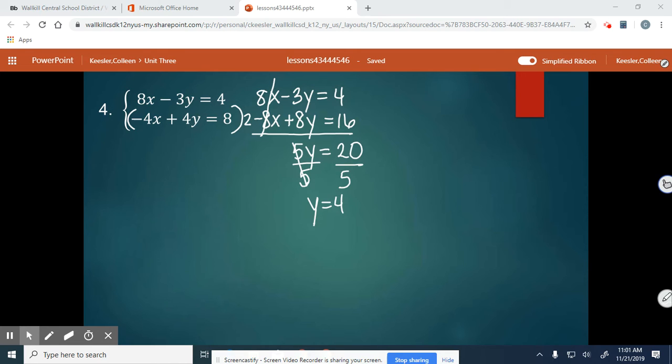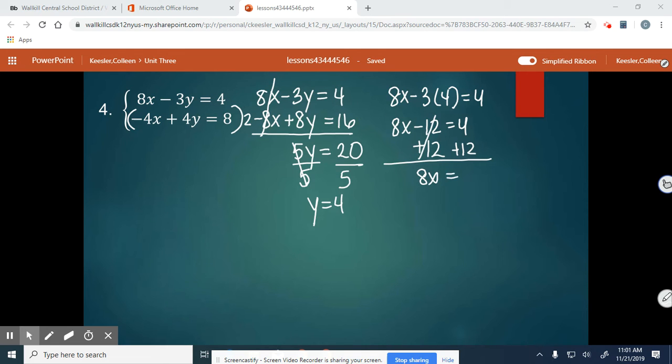Then we substitute that y back into the top equation to solve for x. We get 8x minus 3 times 4 equals 4. So that's 8x minus 12 should equal 4. Add 12 to both sides. 8x equals 16. Divide by 8. And x equals 2, making our solution 2, 4.